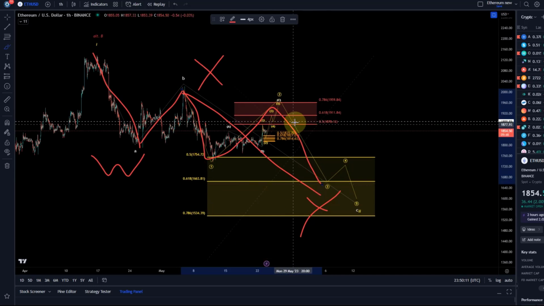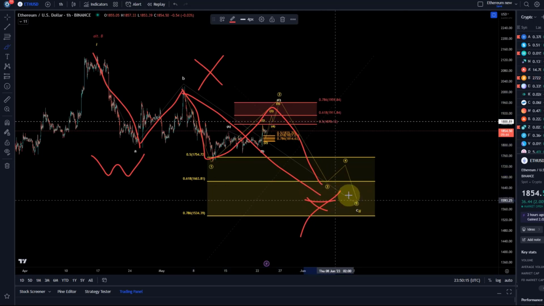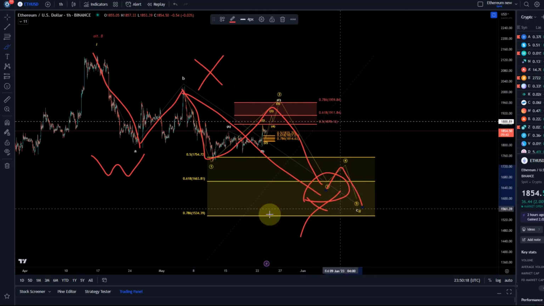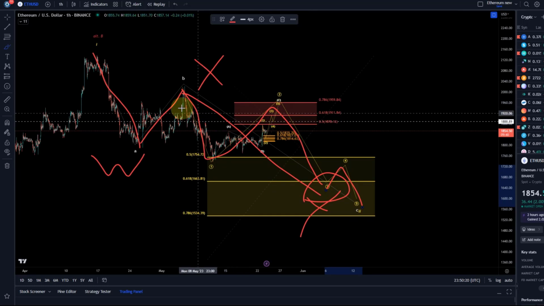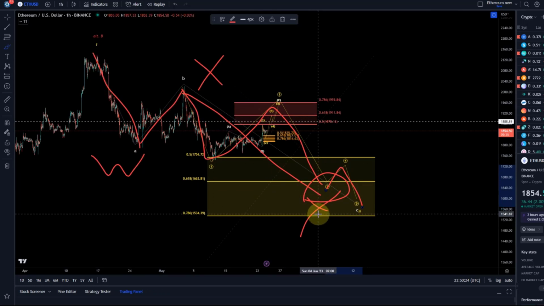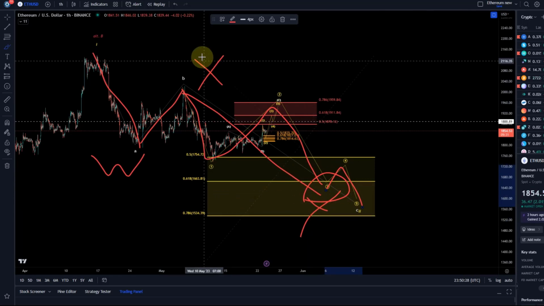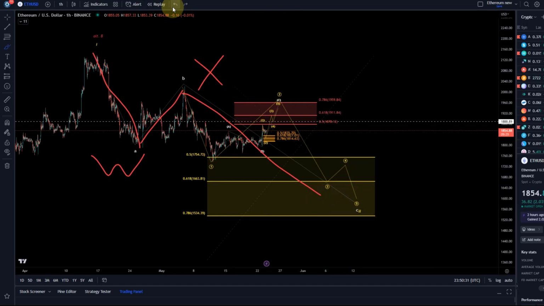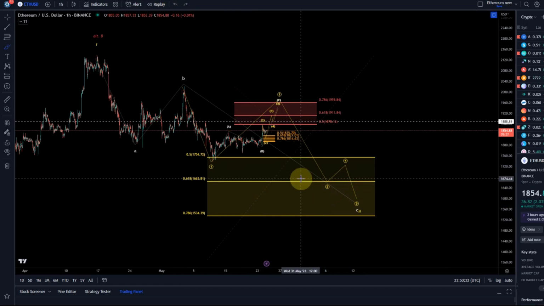But that is basically the same count. It only changes down here if we get one more leg up and leg down. So also here, I would nearly say there's a good chance this is a WXY, because it would be more in line with what Bitcoin is putting in. Yeah, one more low and that could be it. But we'll see.